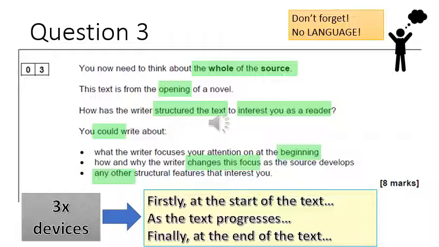You also want to remember that question 3, what you're looking at now, will hardly change at all from test to test. So this is essentially the question that you will get. The difference may be that it might say from the ending or from a climactic part of a novel or novella. But other than that, the question will always be, how has the writer structured the text to interest you as a reader?